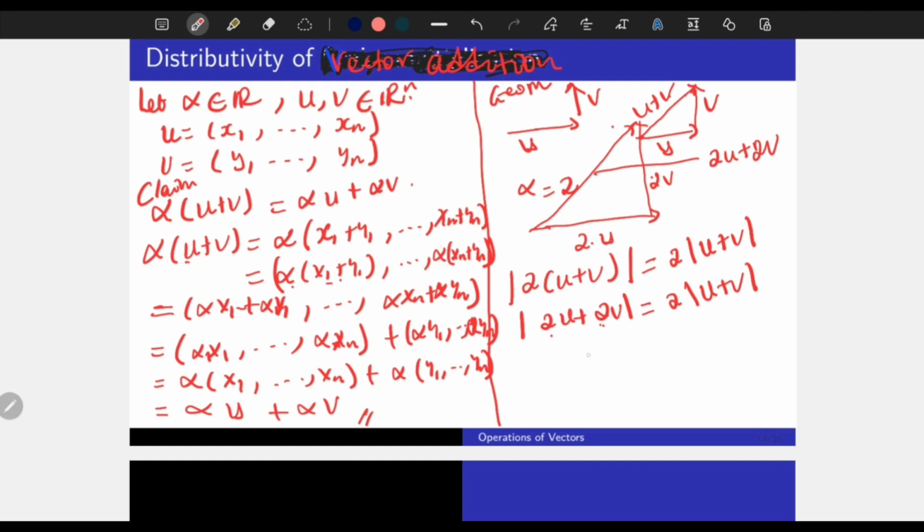So, let's generalize: the magnitude of alpha times (u plus v) is the same as the magnitude of alpha u plus alpha v. And the direction of alpha times (u plus v) and this vector here are the same.